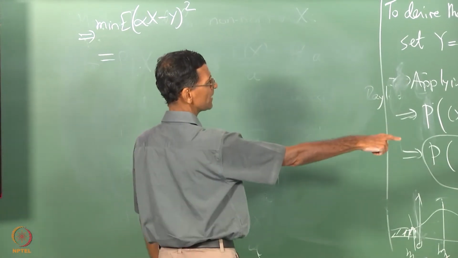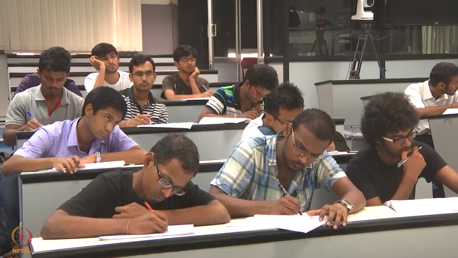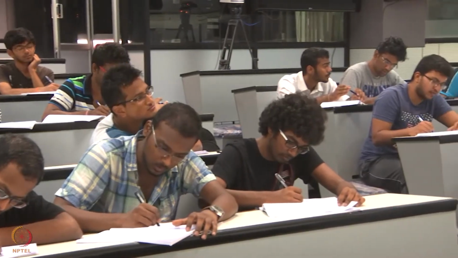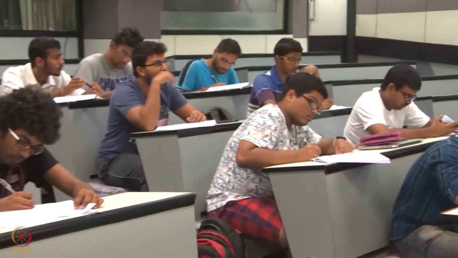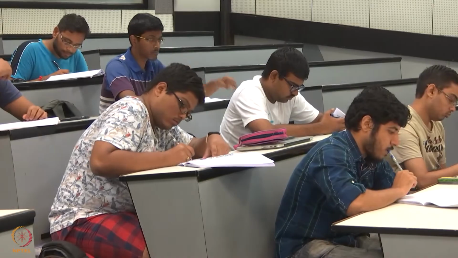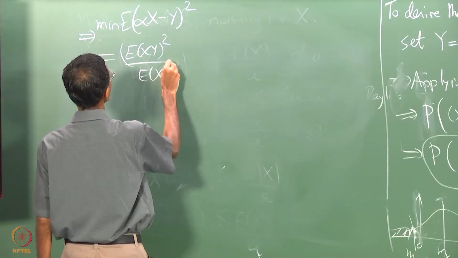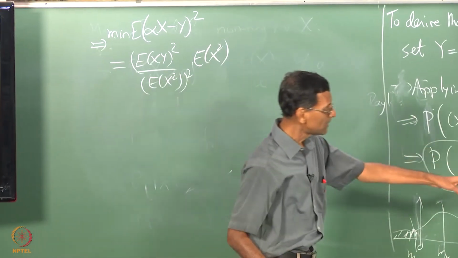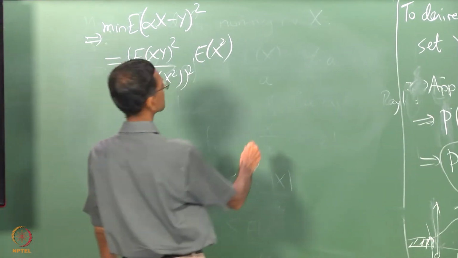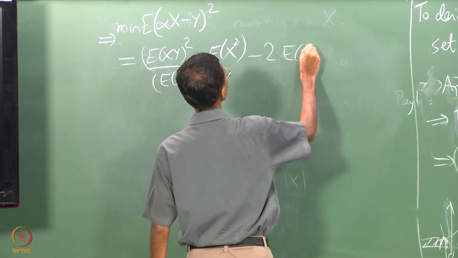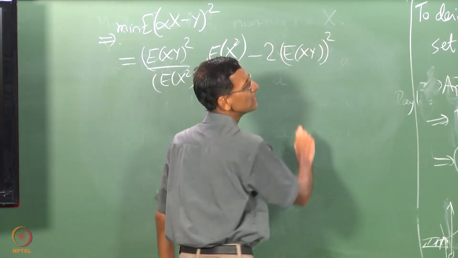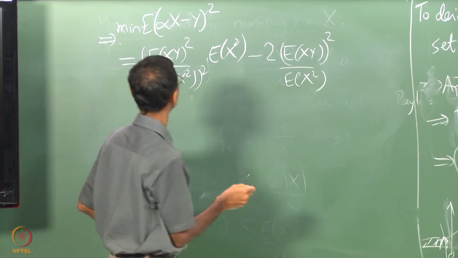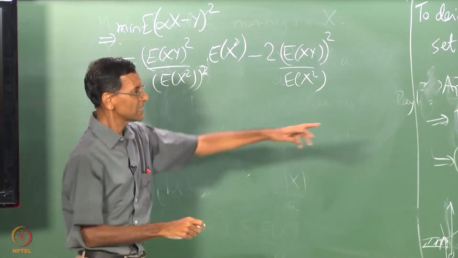Alpha squared is E of xy, some manipulation is required but can't be helped, E of xy whole squared divided by E of x squared squared into E of x squared, that is that first term. Right, the second term is minus 2 again E of xy whole squared divided by E of x squared, that is that second term.